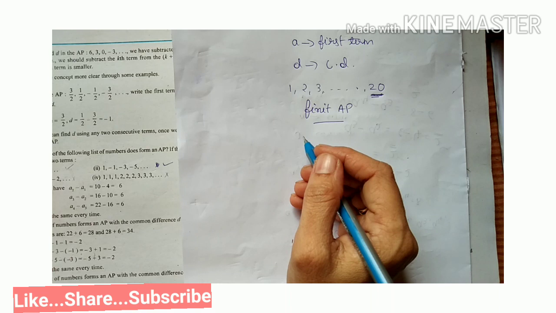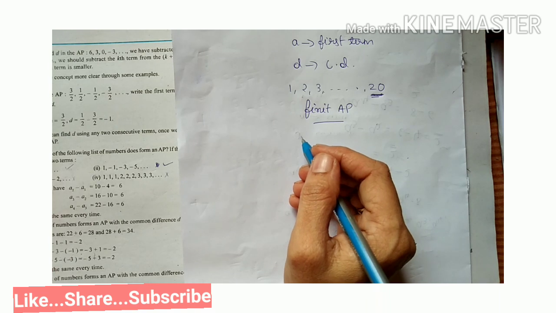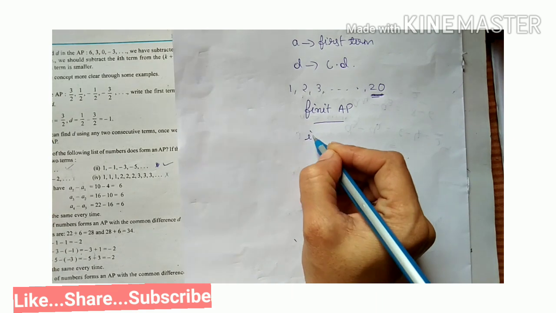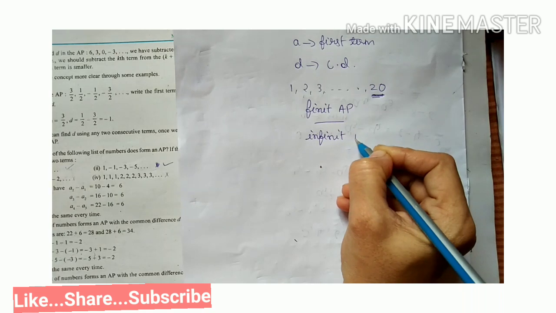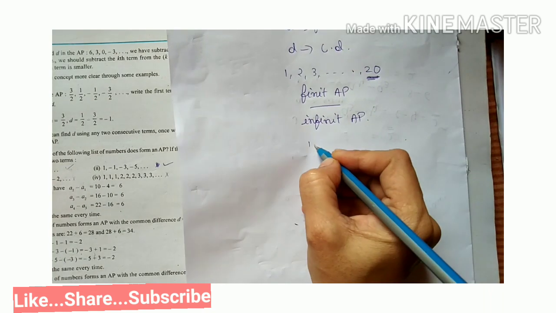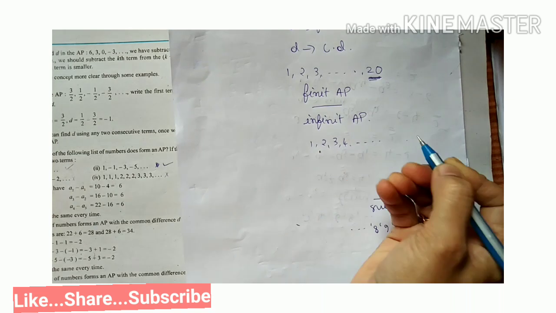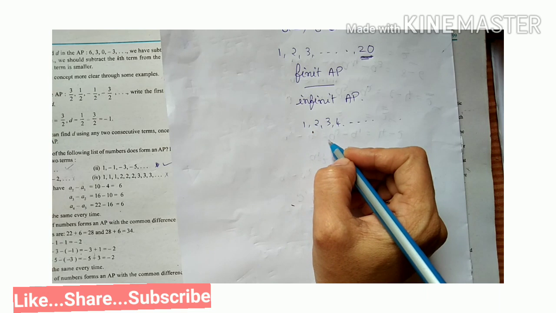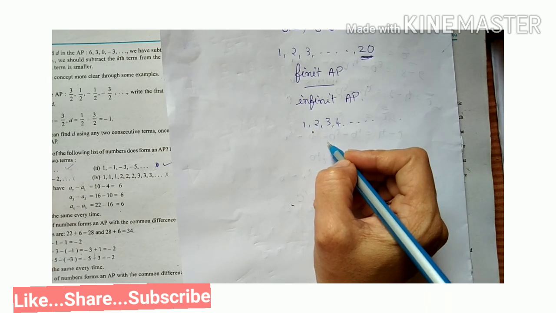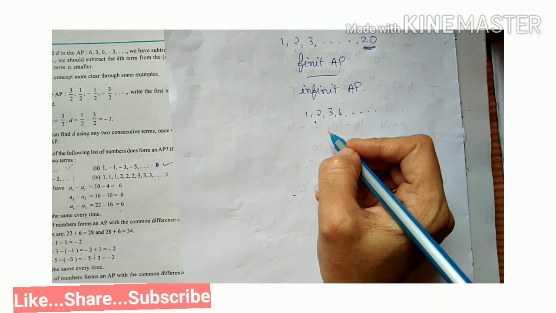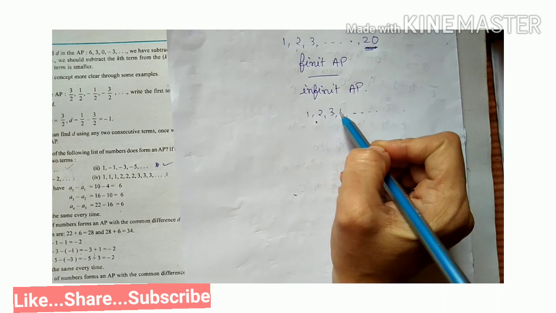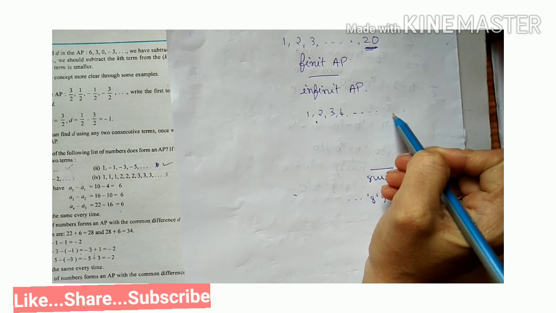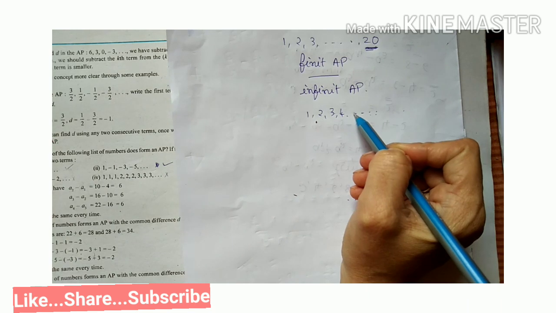If an AP does not have a last term, it is an infinite AP. Infinite AP. For example, 1, 2, 3, 4 and so on. In this case the AP does not have a last term, therefore it is an infinite AP.